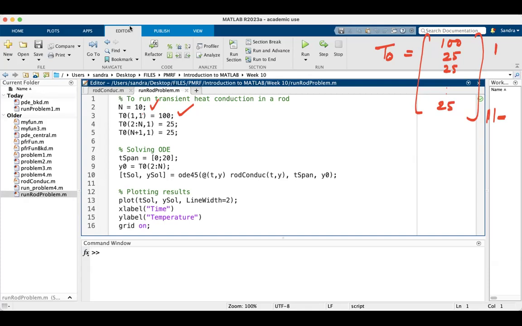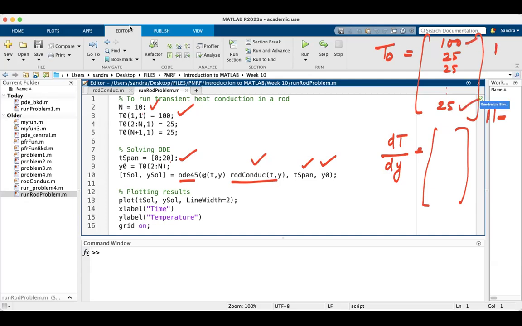Why do I need the initial thing? You remember this is how the ODE solver works. You have the function that gives you the equation for dT by dt. You have the t-span, what time interval you are solving the ODE for, and you need the initial guess, right? So my t-span I'm taking from 0 to 20 seconds.